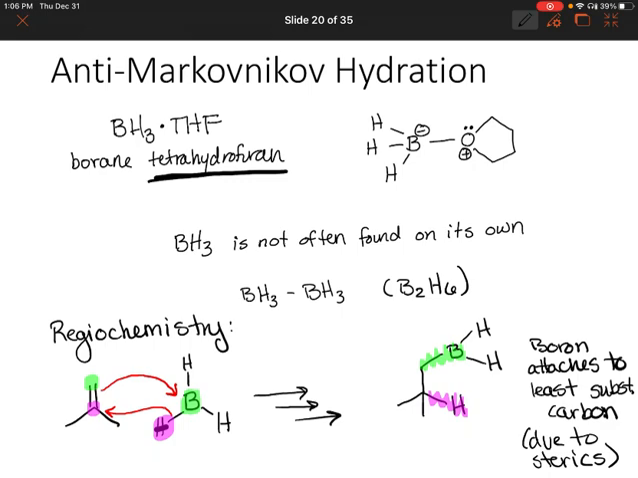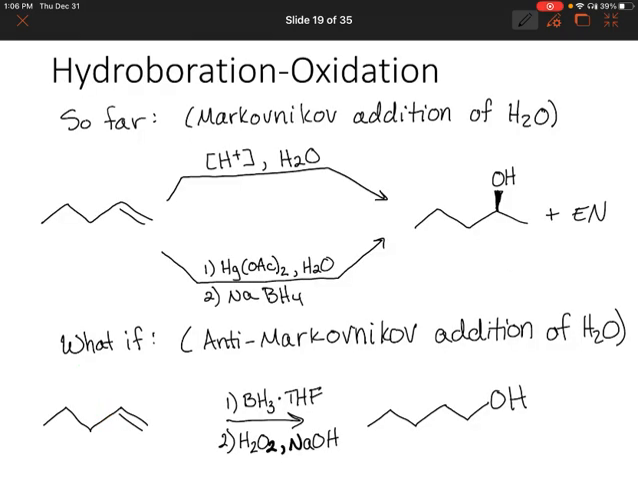Your textbook gives a much lengthier explanation for this. So if you are more curious about that, you can go to the textbook and read it, but I don't expect you to really know this in detail. What I really care about is that you know the reagents. So if we go back, I want you to know these reagents and what they end up producing. So if you use borane tetrahydrofuran followed by hydrogen peroxide and sodium hydroxide, you get the anti-Markovnikov addition of water.